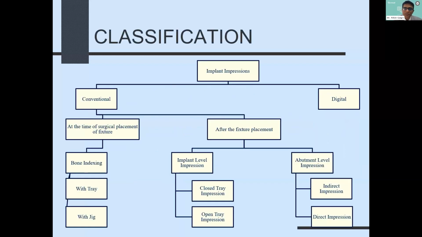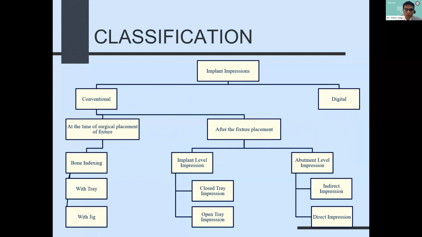So implant impressions are classified as conventional and digital. Since we are into basic implantology, we will discuss a lot about the conventional, but we'll also give you a bird's eye view of the digital because that is the way ahead. And we hope all dentists have access to this beautiful science.